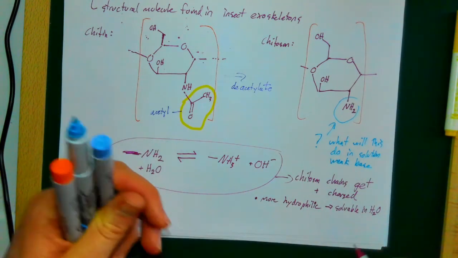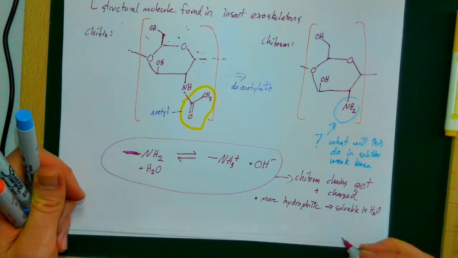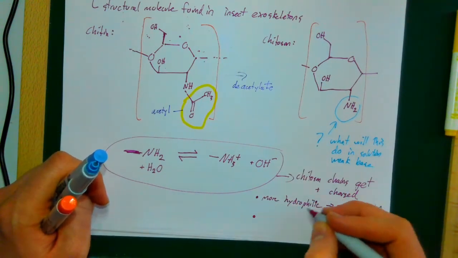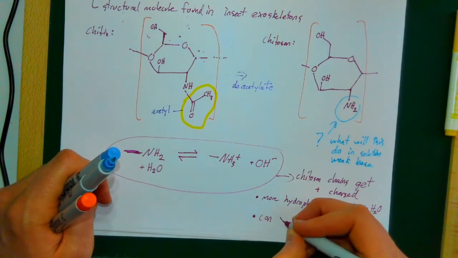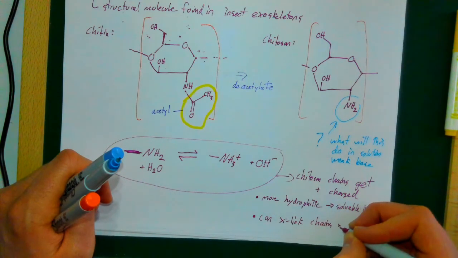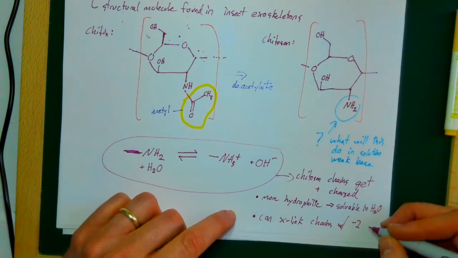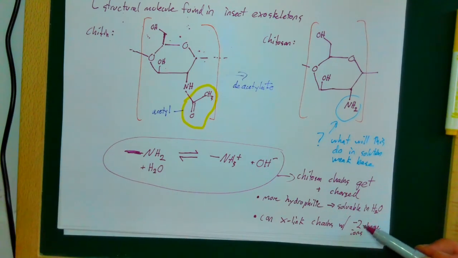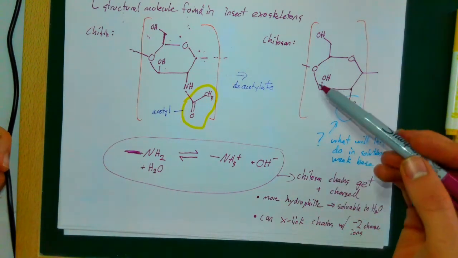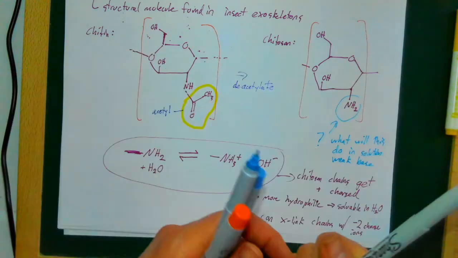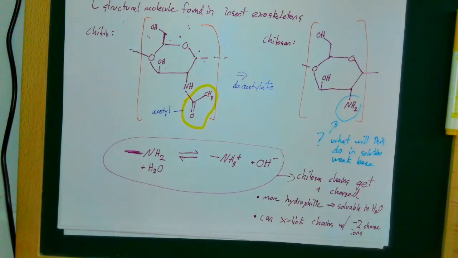The second thing, so basically this makes it more hydrophilic, more soluble in H2O. And then the second thing, this means that now we get positively charged chains. This means we can cross-link chains with things that have -2 charge ions. There exist ions out there with a -2 charge, and it turns out that you can use these -2 charged ions to cross-link chitosan in the opposite way that we use +2 charged ions to cross-link alginate.